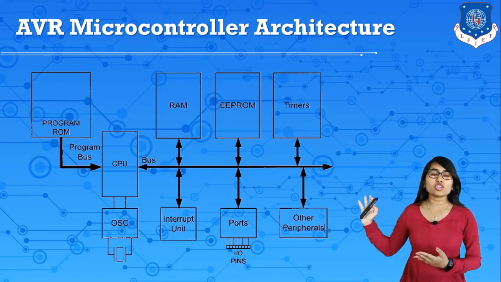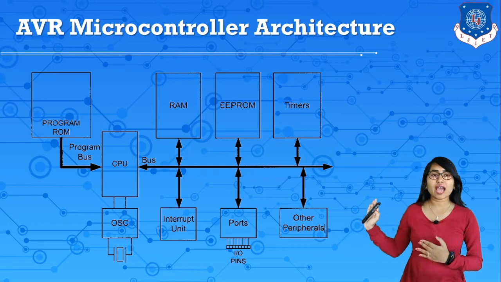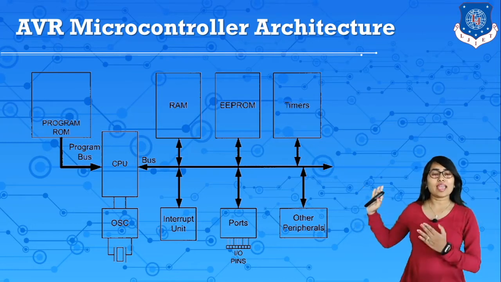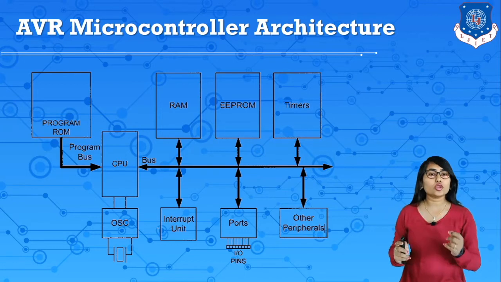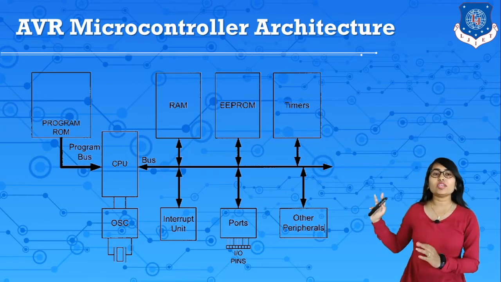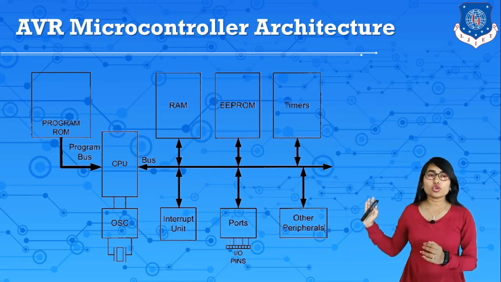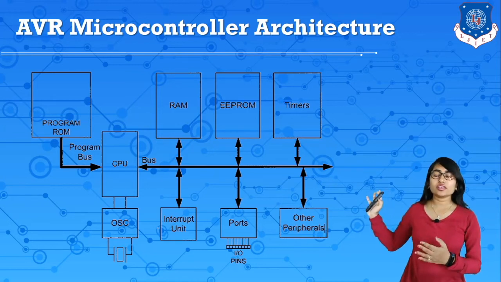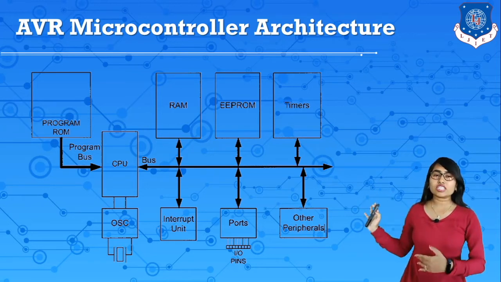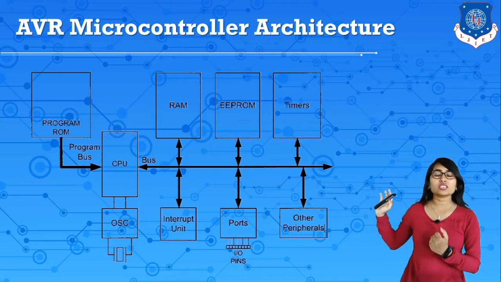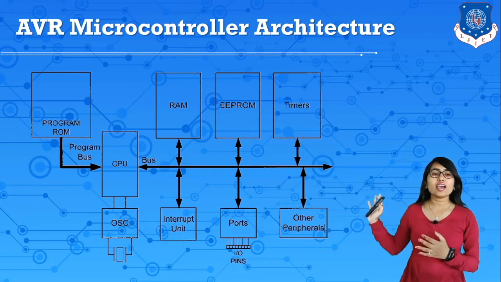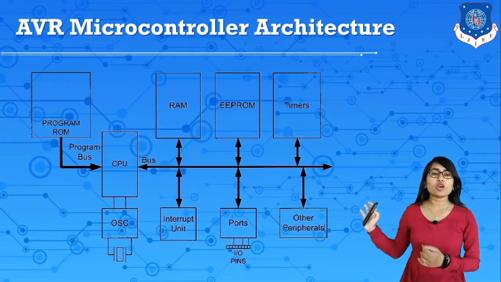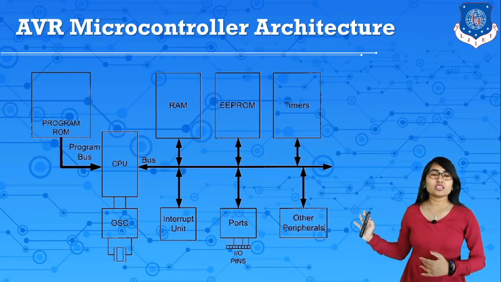Basically this AVR microcontroller is based on Harvard architecture, that means program memory and data memory are different: to store the program and to store data we have different kinds of memory. To store the program we have a program ROM, and to store data we have a RAM, and here we have a variety of interrupt units, ports and timers and other peripherals. These all are connected with the processor to perform a processing task, and this processor is operated and works in a synchronized manner by means of this oscillator.